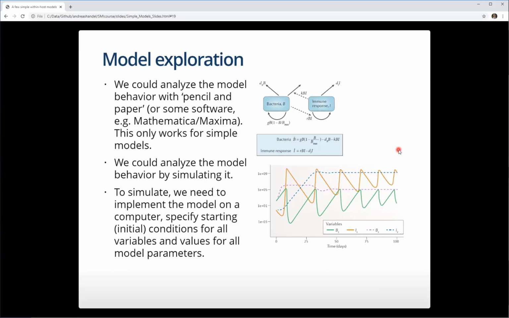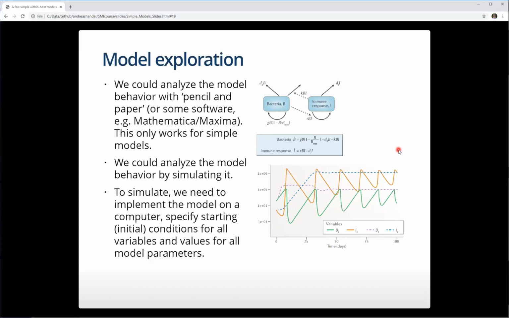So once you have your model built, you can explore it. You can sometimes do some math on it. We won't focus much on that because it's only really possible if you have simple models, and ours get complex quickly enough. But you could try to mathematically analyze some of that. You can always implement them in some kind of computer program and simulate them.